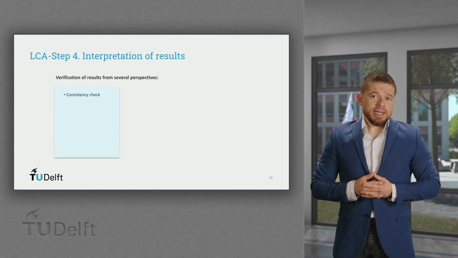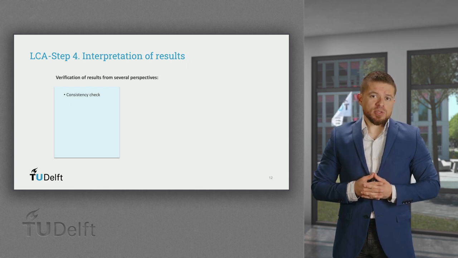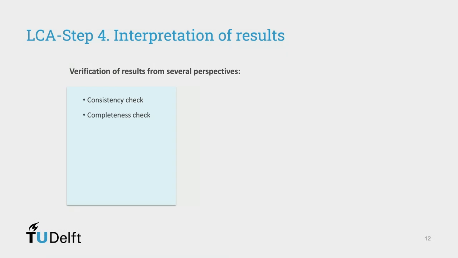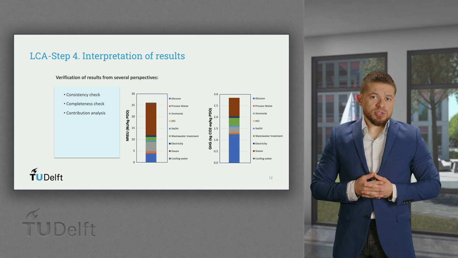The last step of an LCA is the interpretation of results, which can be done from different perspectives. Consistency check refers to confirming that all assumptions, methods, models, and data are consistent with the goal and scope definition. Completeness check is applied to ensure that all relevant information and data needed for interpretation is available and used. Contribution analysis allows to identify the flows and processes contributing the most to the environmental impacts. For example, in this case, steam consumption and sugar have the highest contributions to primary energy use, while sugar and electricity consumption are the major contributors to greenhouse gas emissions.